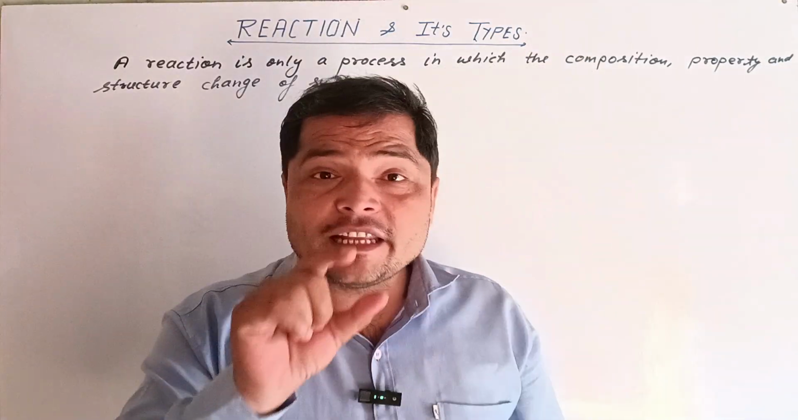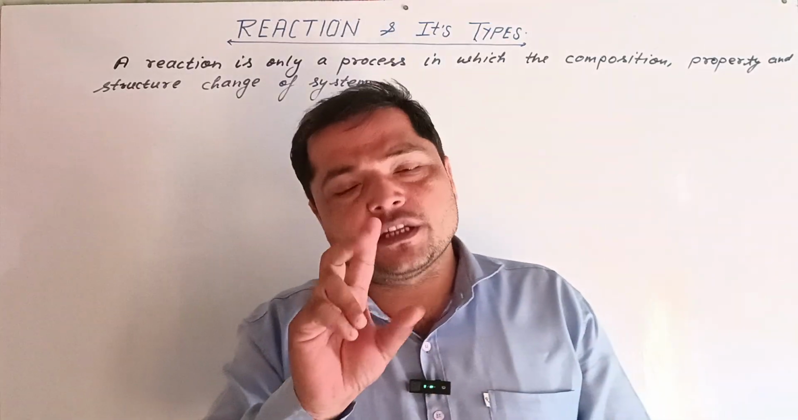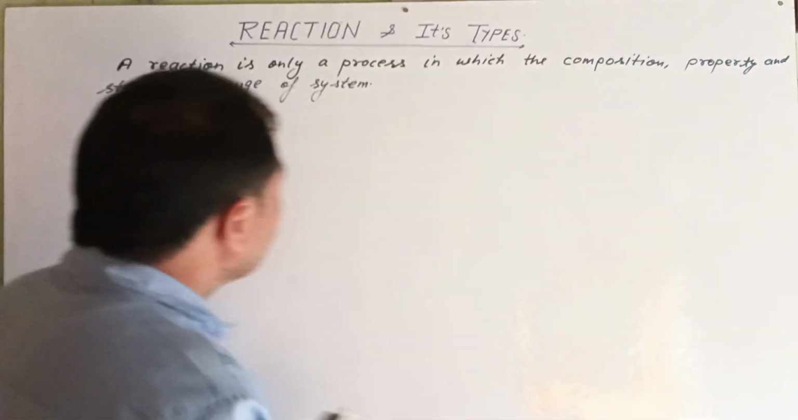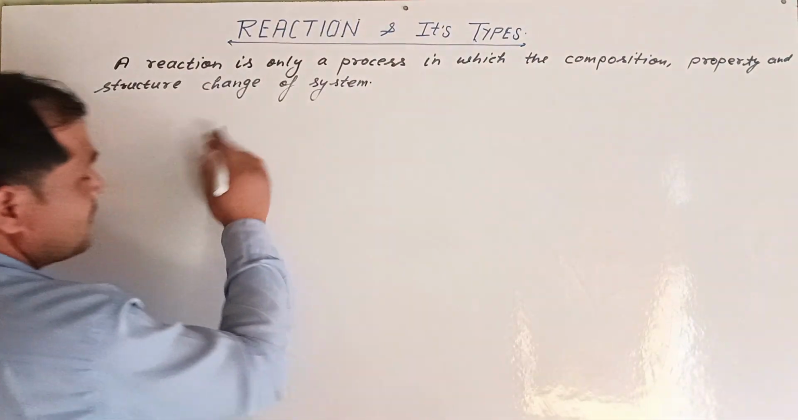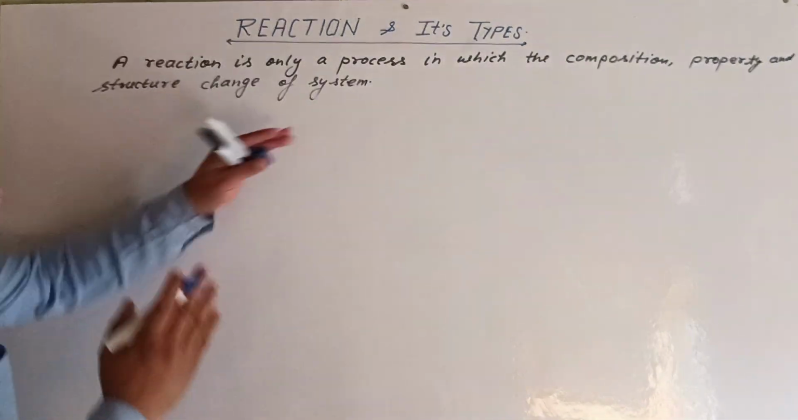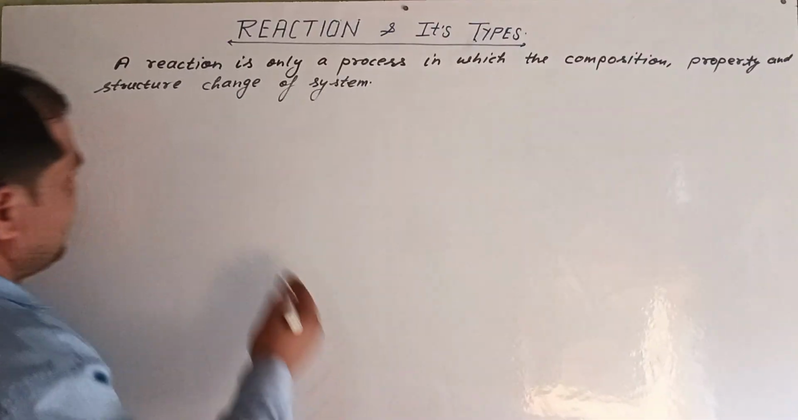And mainly there are only two types of reaction. Only two types, not more than two. Very first, we need to understand with an example of a reaction.